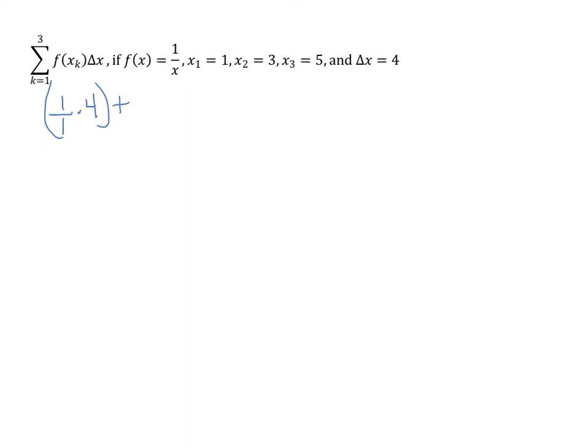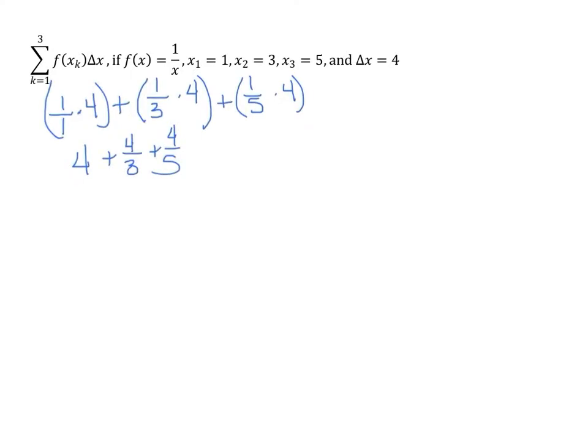F of x sub 2, well, x sub 2 is 3 times 4. And then f of x sub 3, x sub 3 is 5. We multiply that by 4. So I get 4 plus 4/3 plus 4/5.